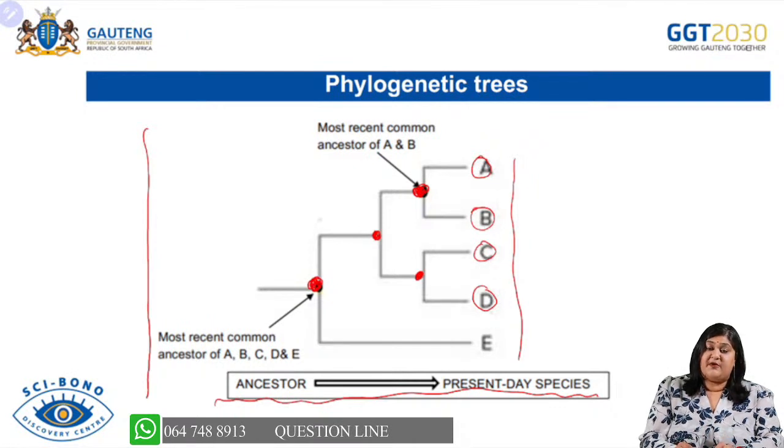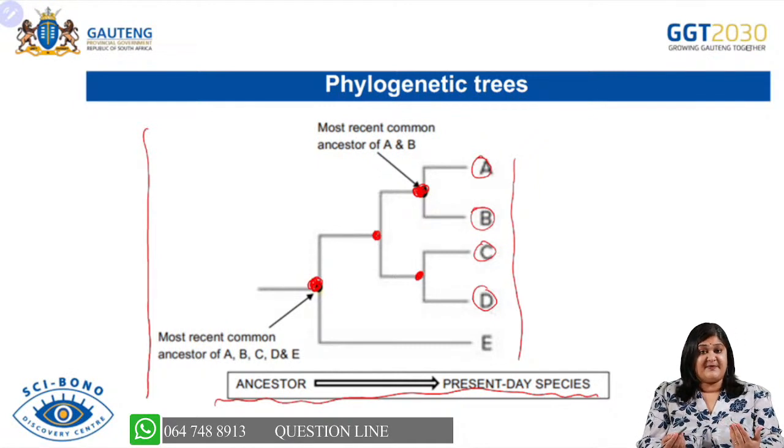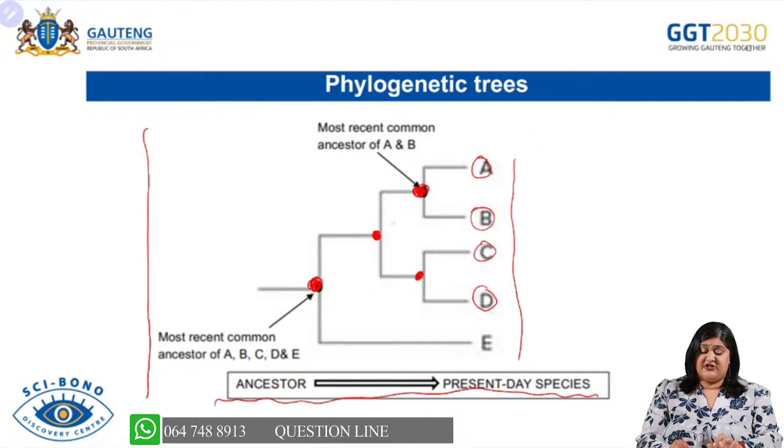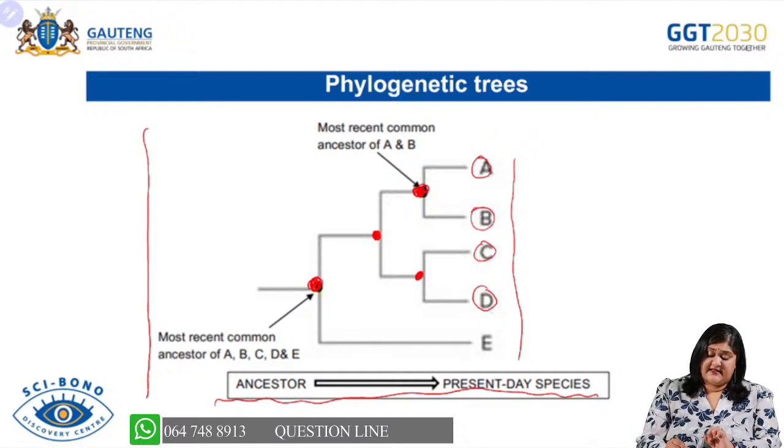They branch because they're going to evolve, they're going to change, they're going to develop into new species, and we're going to get a new common ancestor, which is going to give rise to their descendants. And then this common ancestor over here is the most recent common ancestor for A and B, and this one over here, the most recent common ancestor for C and D.